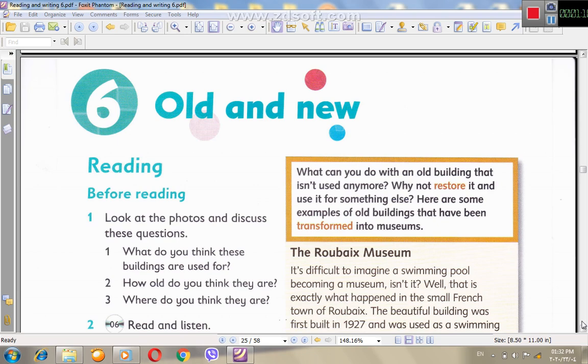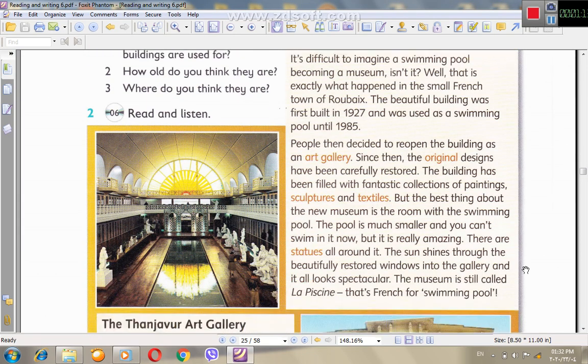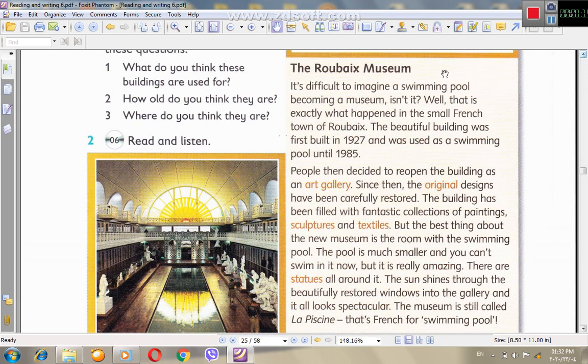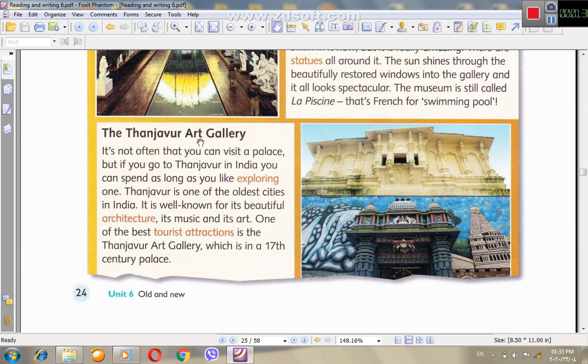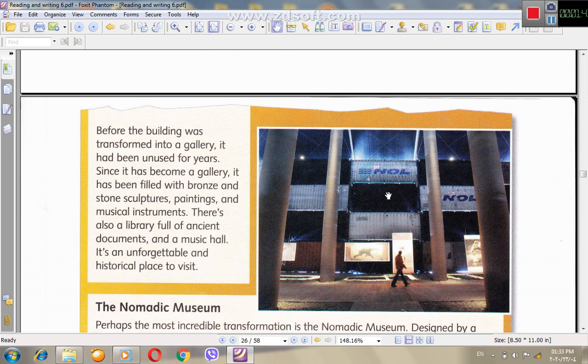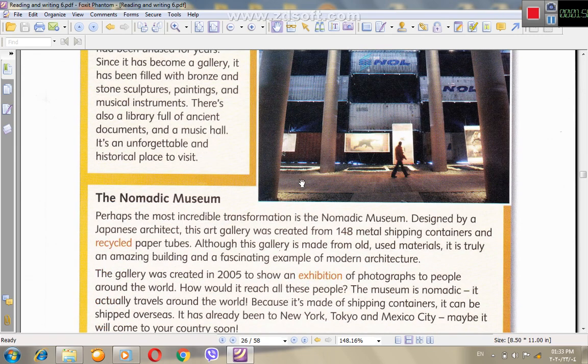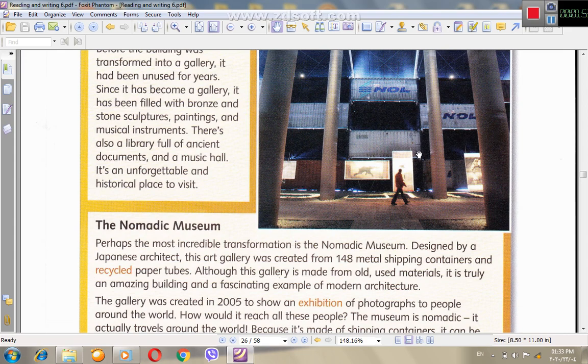Okay, then let me show you the photos. The first one, the Roubaix Museum. This is the photo. Do you think that is old or new? It looks new, right? Why? Because they restored, they rebuilt. Then the Tangible Art Gallery. This is the second photo. Then the third one, the Nomadic Museum. It looks new, right?